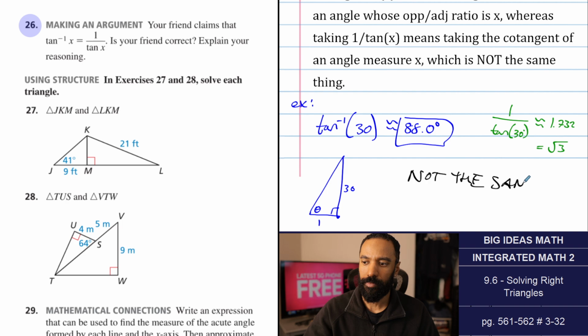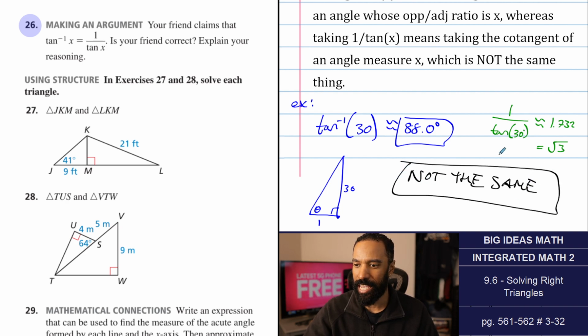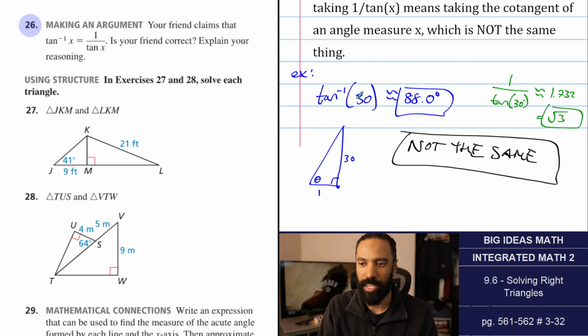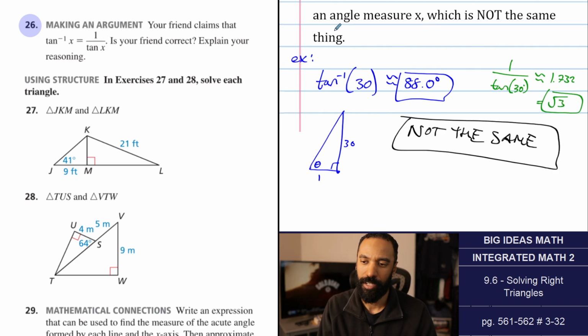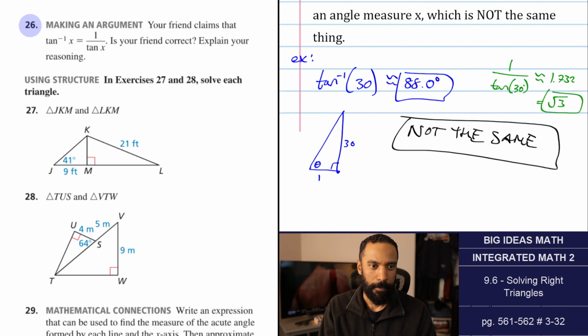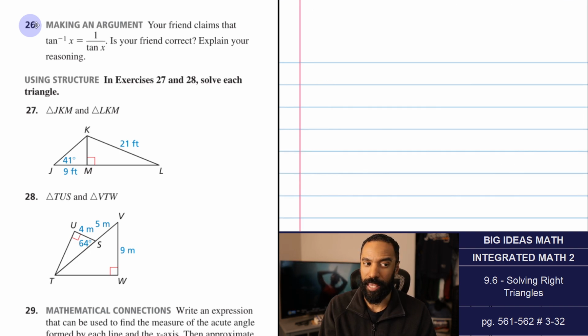So taking inverse tangent, tan negative 1, that's not something you want to say as tan minus 1. It's not what it means. It's a way of saying inverse tangent. This is a way of saying cotangent. Totally not the same. But no, your friend is mistaken.